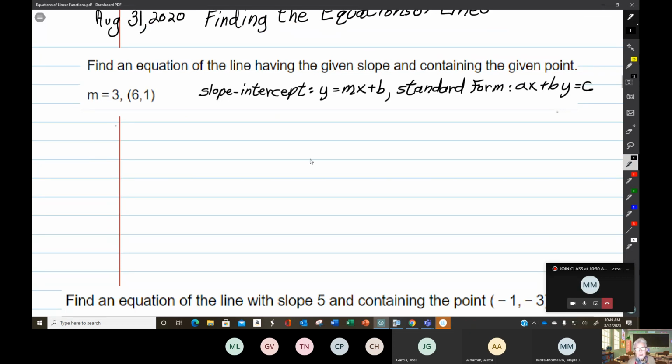Okay, but there's a third formula that you use when you're trying to find the equation of a line, and that's called the point slope formula. So we're going to be using that today, the point slope formula. And what that does is that gives you the equation either in slope-intercept form, if you need it that way, or it gives you the equation in standard form, if you need it that way. Okay, well, I've got a point and I've got the slope. So we're going to do this.